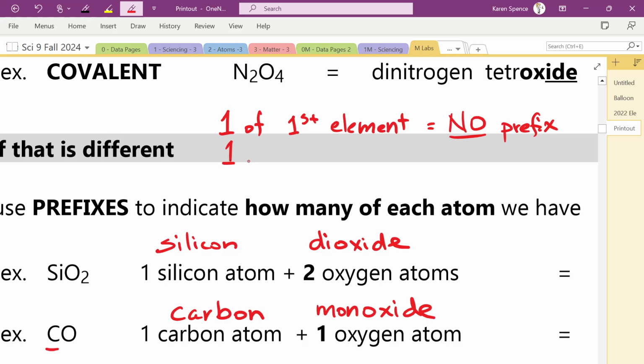But if there's 1 of the second element, why are you talking while I'm talking? Why do I have to keep asking?